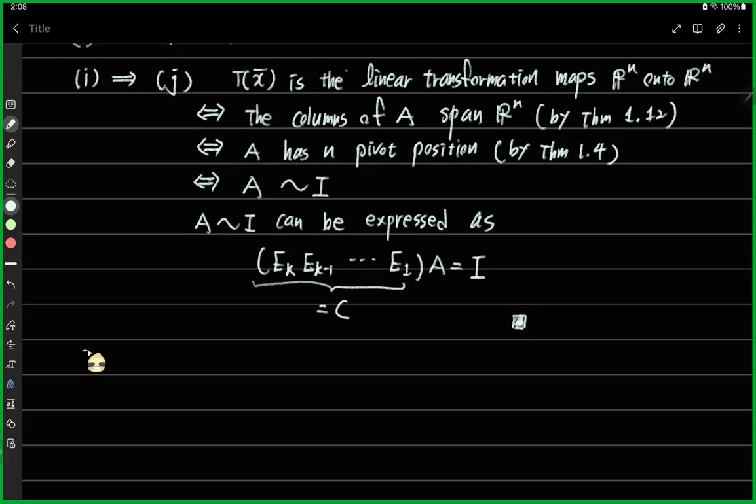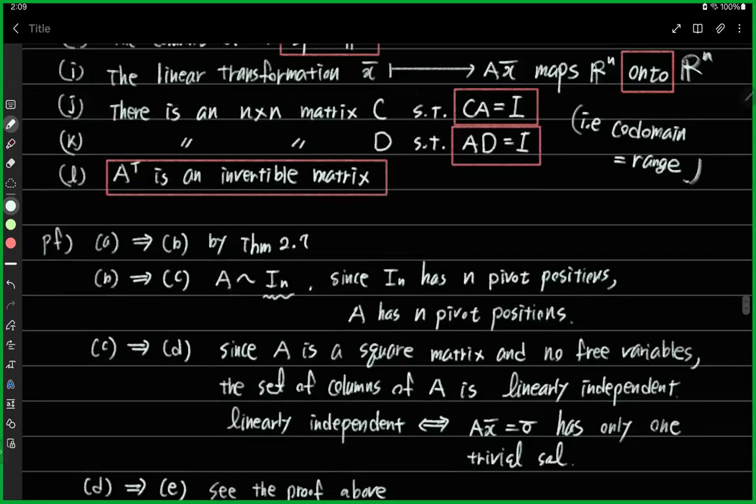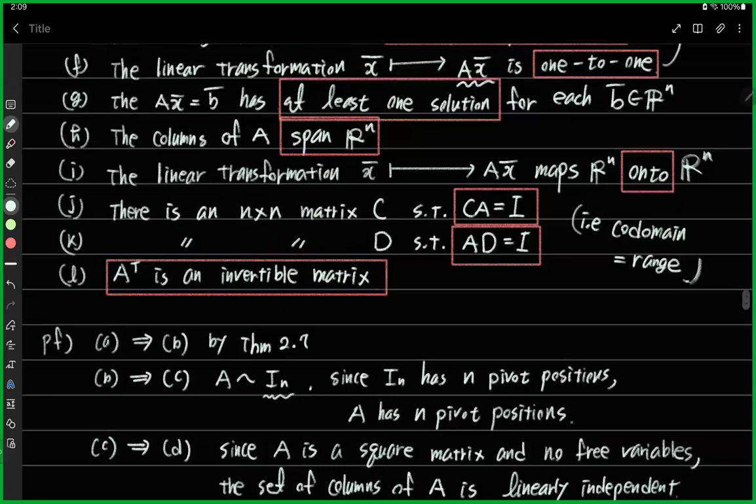Now, statement J is true implies then K is true. Wait a second, what's K? K is: there is an n by n matrix D such that A times D equals I. D is also an inverse matrix. I mean, it's the right multiplication of the inverse matrix.